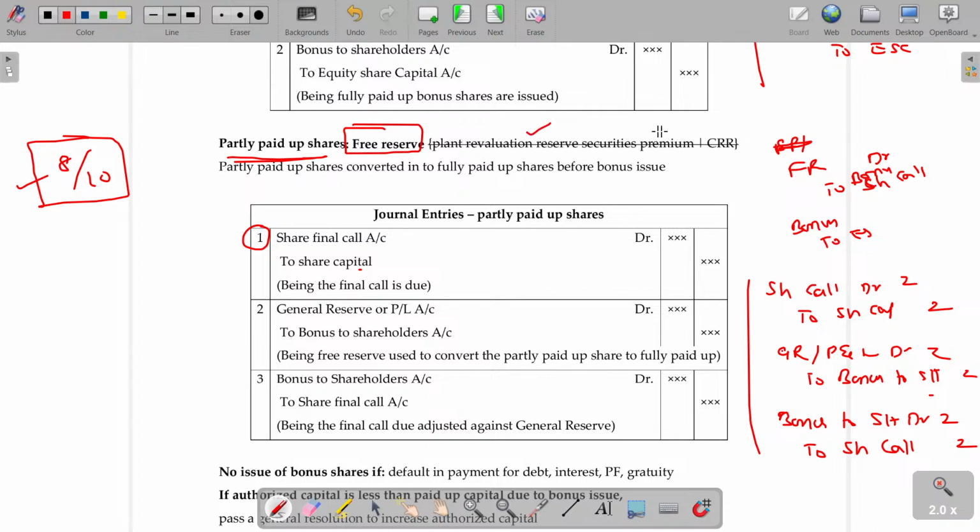Planned revaluation reserve, securities premium, CRR, all the three cannot be used. So for fully paid up bonus share, you can use what? All the reserves except revaluation reserve. For partly paid up shares, you can use only free reserve. Is that clear?